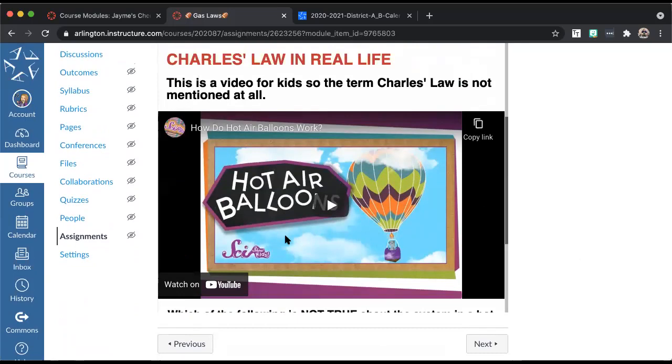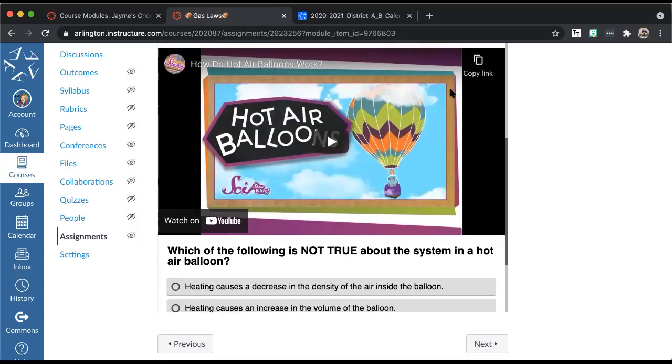Hot air balloons, because you have the hot air, you have the flame that's actually heating the air and that's causing it to expand, and that causes the balloon to rise. And so this is kind of a video for kids, so they don't use the term Charles's law, but this is explaining the concept of Charles's law in a real life situation.